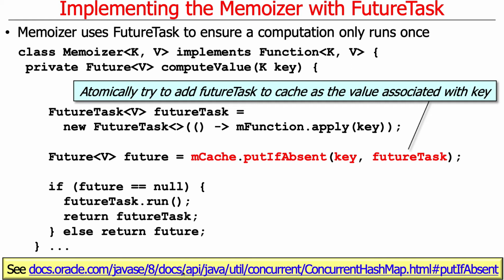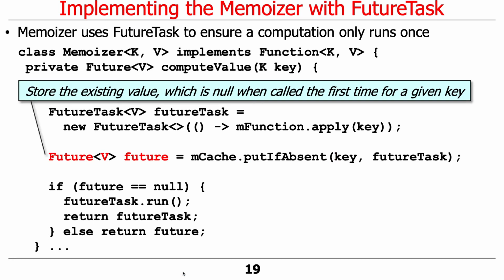And so what it's going to do, putIfAbsent will, as the name implies, atomically add this value one time if, in fact, it isn't already there. So it puts it in the hash map if it's not there. And because it's an atomic operation, only one thread will succeed in doing this. Let's say 4 threads come in at the same time, only one of them will succeed in putting the future task in. And the first thread that puts the future task in, this is really important to understand, will return a null future because it was the first time in, and so the previous value was null.